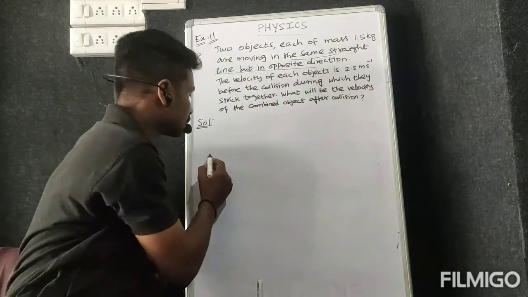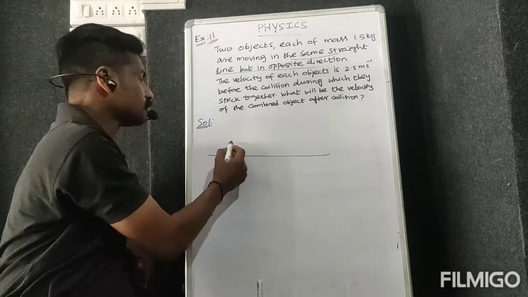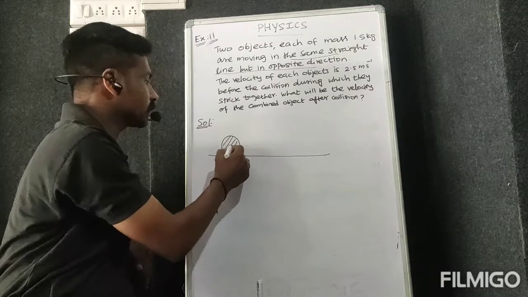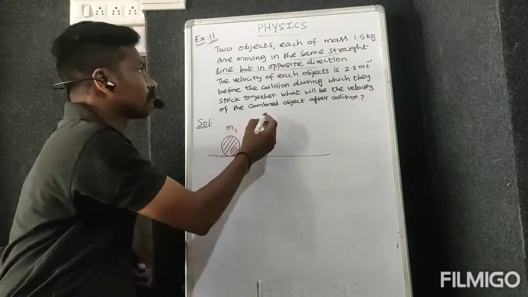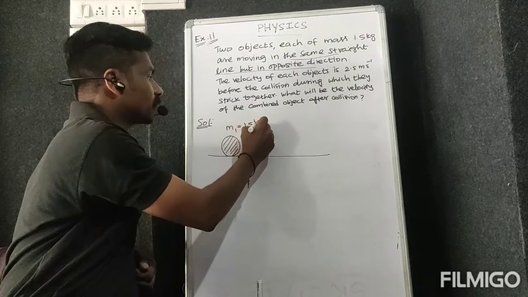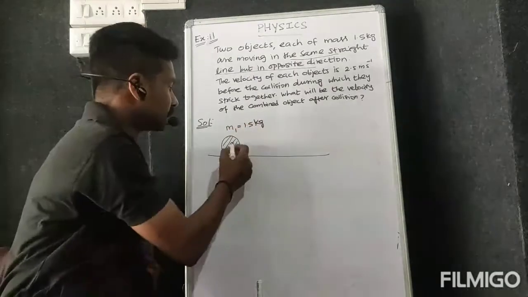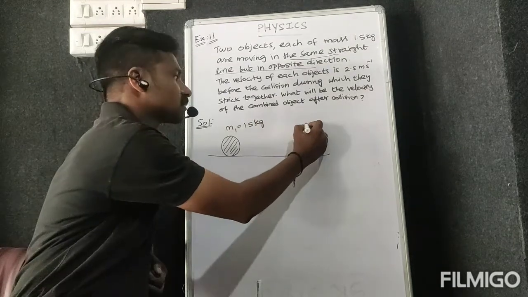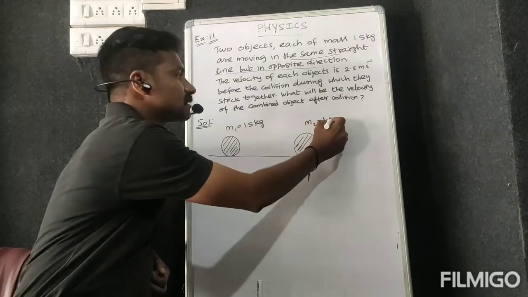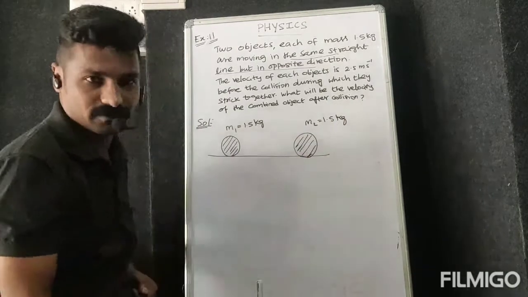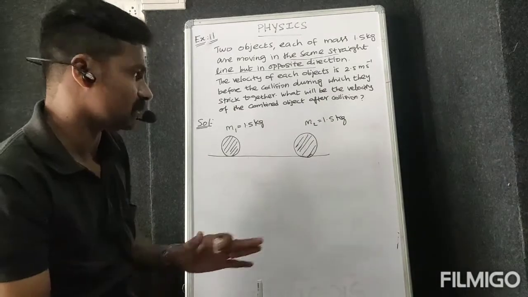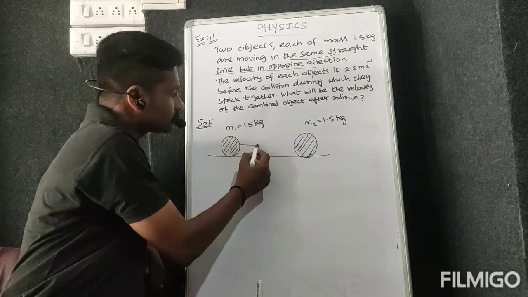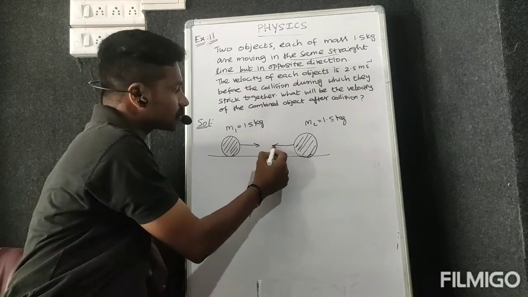So let's take two masses. It is mass number 1. Let's consider M1, and its mass is 1.5 kilogram. Like that, one more mass, the same mass, we consider as M2, with the same magnitude, that is 1.5 kilogram. Both are the same mass, that means M1 is equal to M2, right? But it is traveling in the opposite direction.